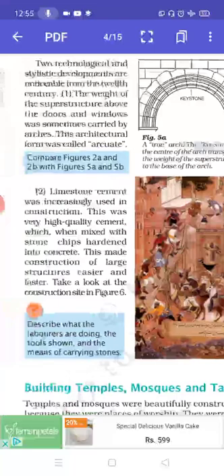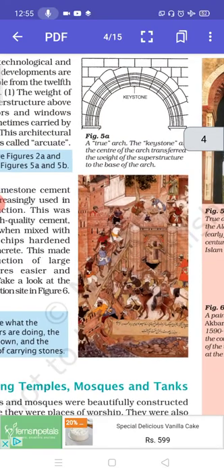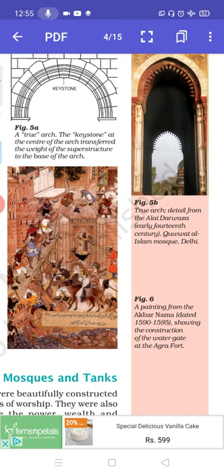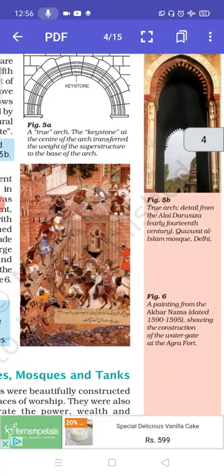Take a look at the construction site in figure 6. So you can see how these things were constructed. This you can see in figure 6. It is a painting from the Akbarnama.